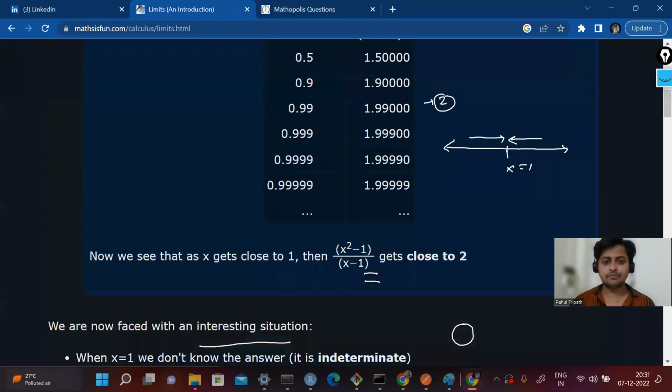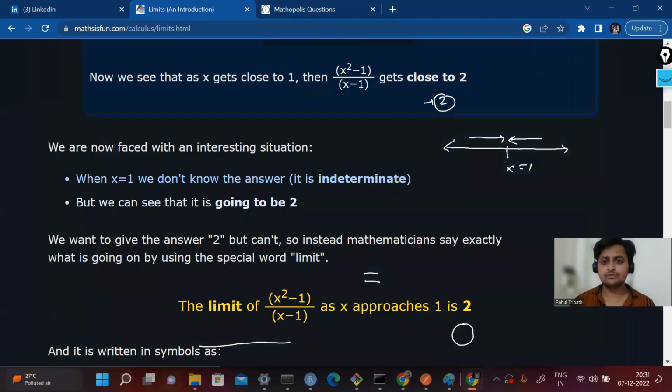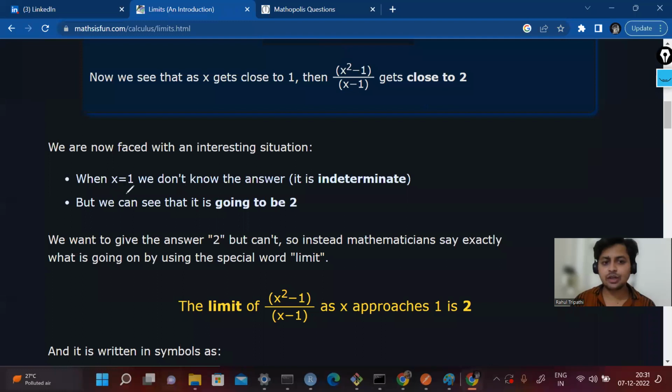Okay, so let me just explain the point. When x equals 1, we don't know the answer. That is an indeterminate form. But if it is going very close to 1, what is happening? We are able to get the answer. So hopefully you got my point. This is the idea behind the limit actually.